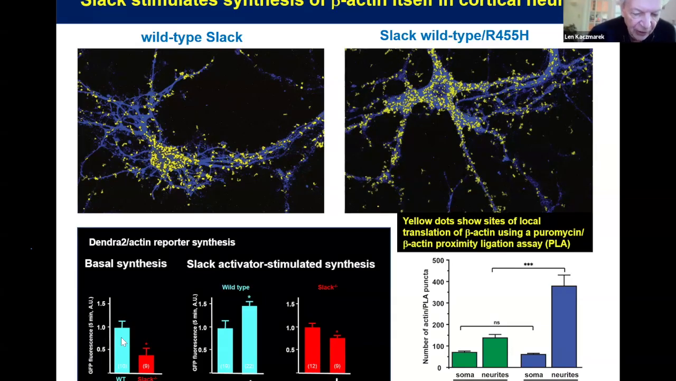The bottom part of the slide just shows that in neurons as well as in these cell lines, if we stimulate Slack channels, we get an increase in translation of the actin reporter, and it doesn't happen in the Slack knockouts.